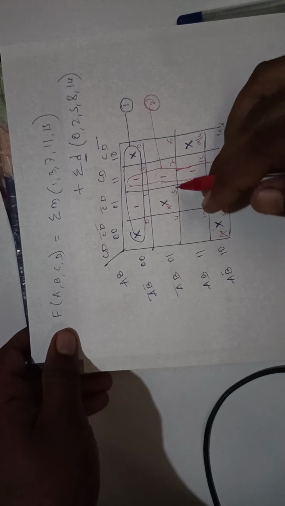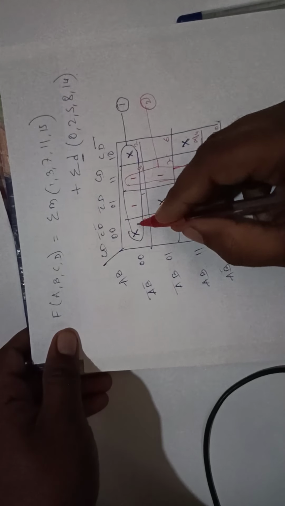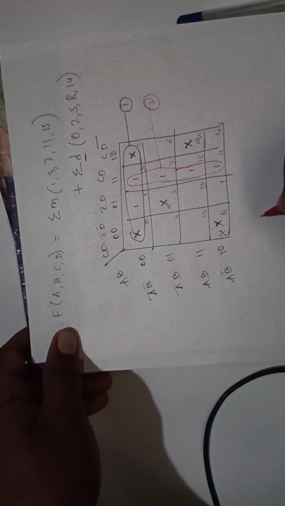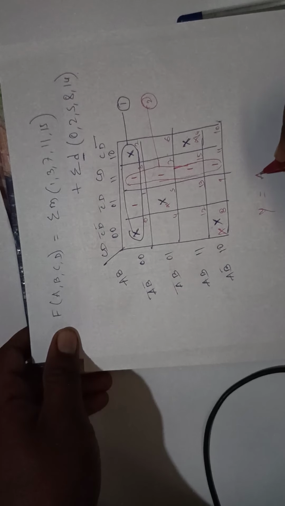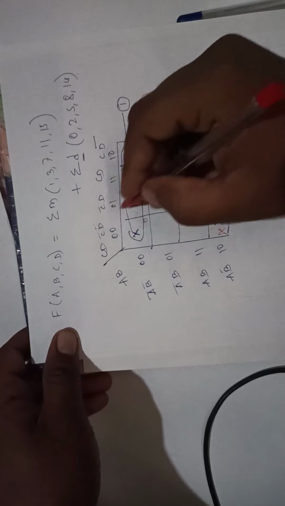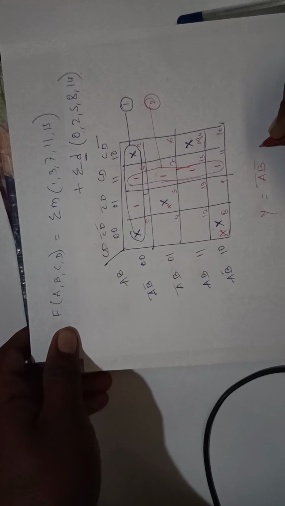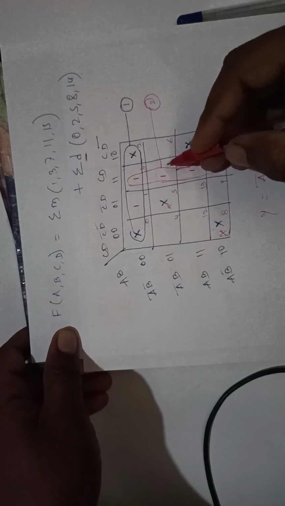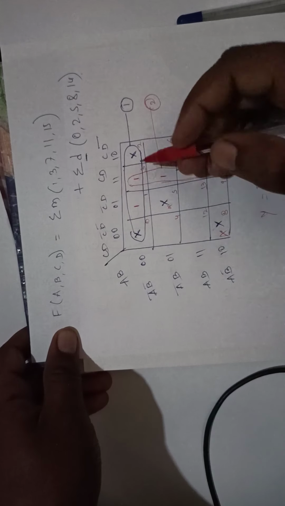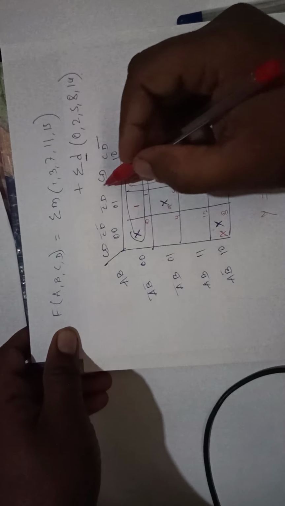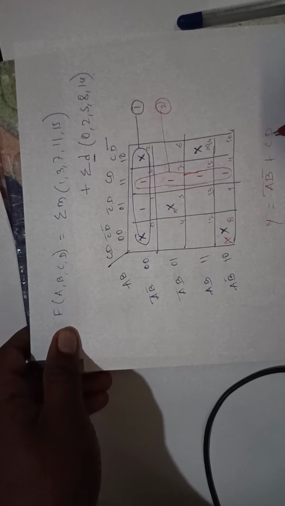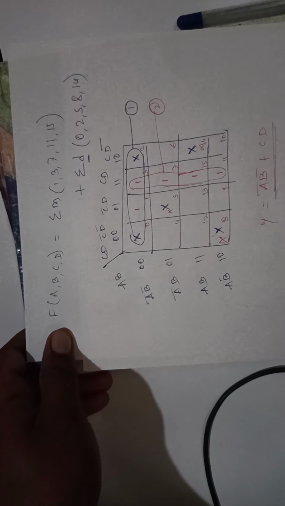Okay, now you reduce the equation. For the first one, horizontally only a bar b bar remains, vertically all the terms get cancelled. For the second equation, horizontally all the terms get cancelled, vertically only c d remains. That is our final equation.